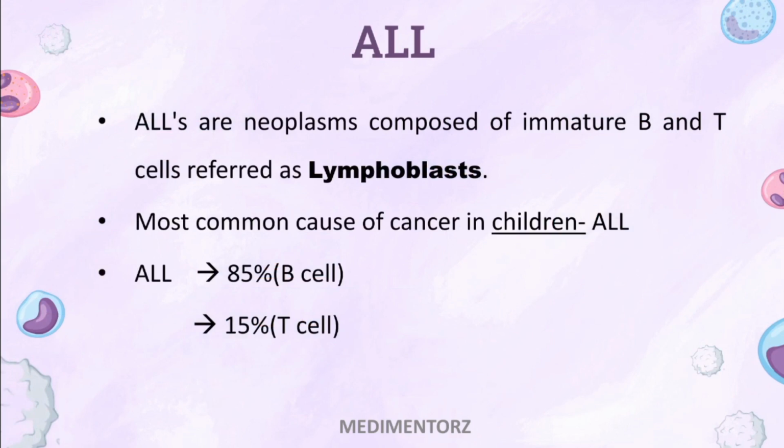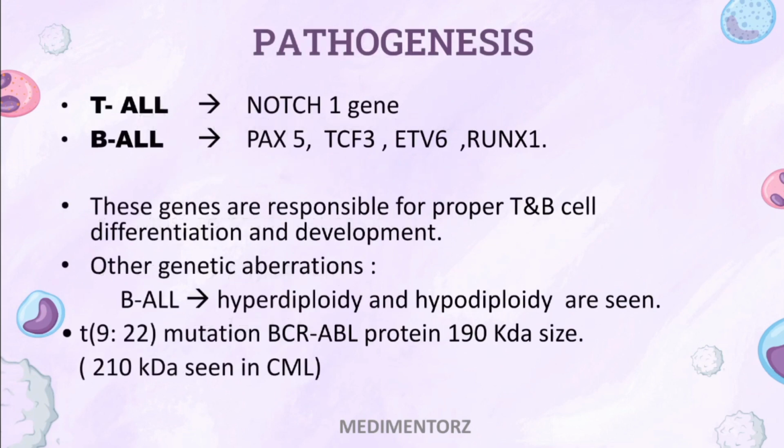These are neoplasms composed of immature B and T cells, which are referred to as lymphoblasts. This ALL is the most common cause of cancer in children. In ALL, we have B-ALL and T-ALL. B-ALL comprises 80% of the cases, whereas T-ALL includes only 20%.